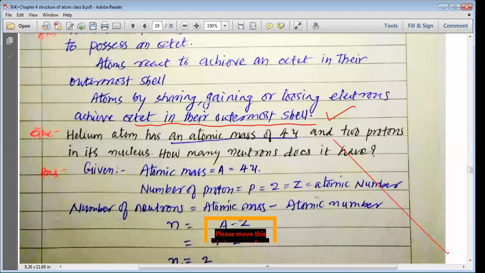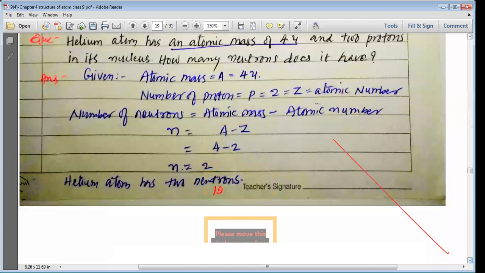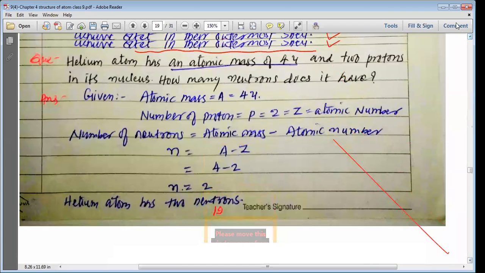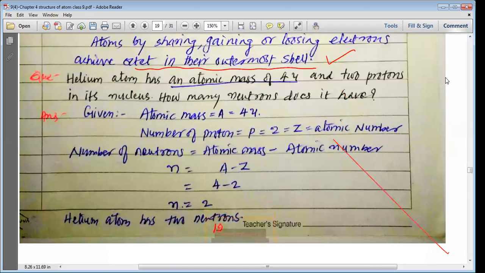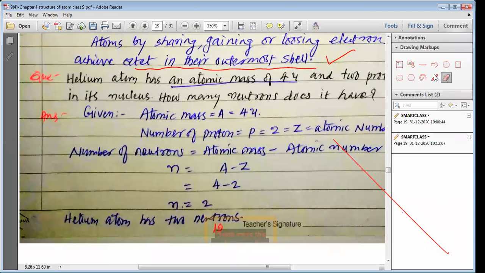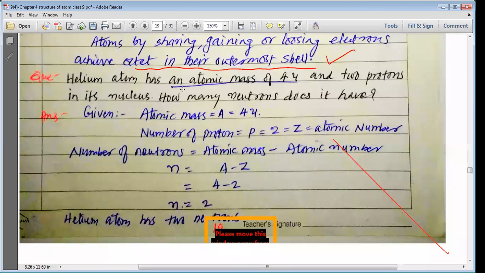So atoms by sharing, gaining or losing electrons achieve the octet in their outermost shell. Now let's try to understand the next one. Let us see what is there in the next one. Okay. So what is the next question? Helium atom has an atomic mass of 4 u and 2 protons in its nucleus. How many neutrons does it have?